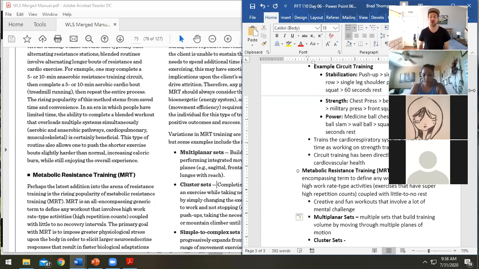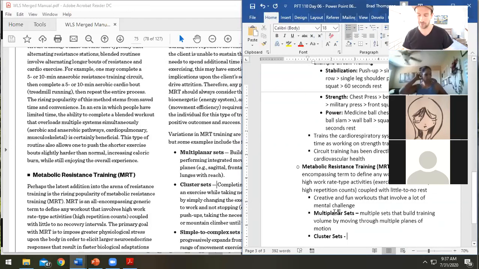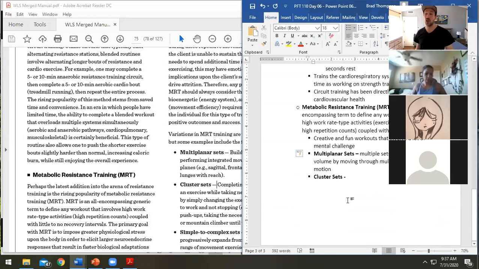Yeah, man. So a Murph is a really good example of a cluster set. And the idea is, what is it? It's 300 push-ups, 200 squats, 100 pull-ups. Is that what it is? Yeah. And then a mile in the beginning and a mile at the end. Yeah. So the reason we're going to refer to that as a cluster set is because here's what you can do.